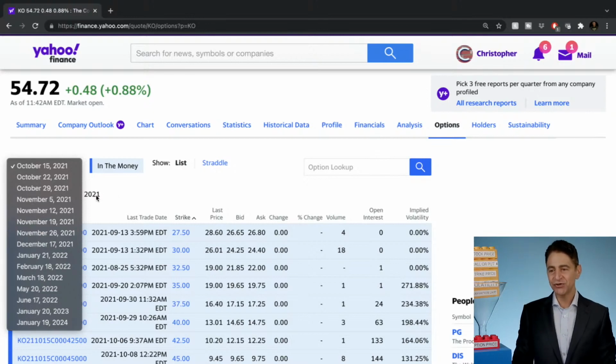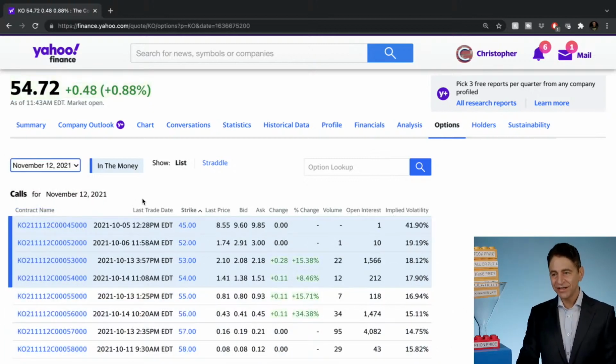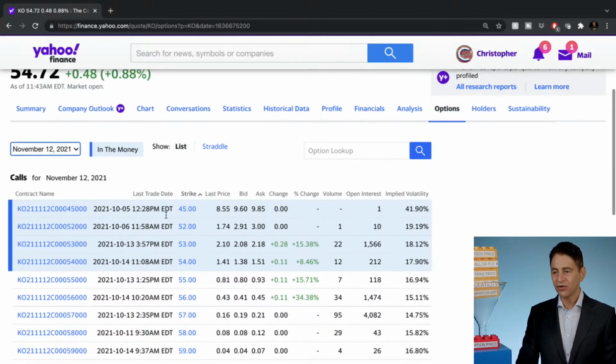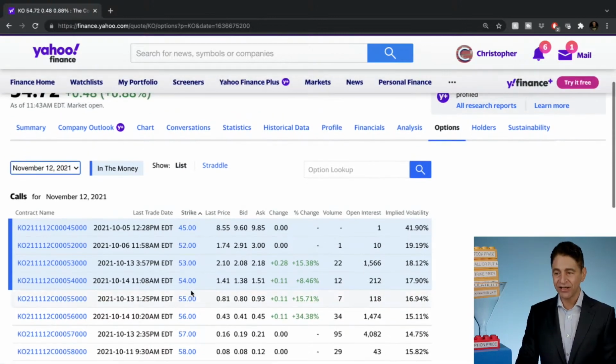And so what we're going to do is I'm going to bet some money right now that Coca-Cola, and I'm just making this up, I have no idea what the stock's going to do, but between now and about a month from now, meaning November 12th, I think Coca-Cola is at $55 now. I think Coca-Cola is going to go up a lot, way above $55. So I will buy a strike price call here on Coca-Cola.